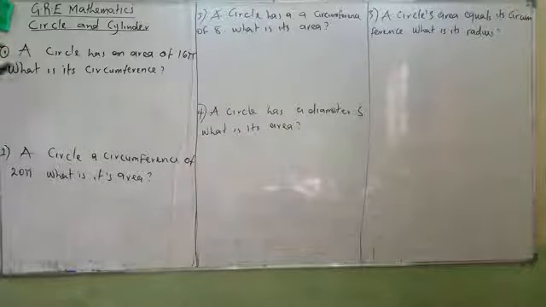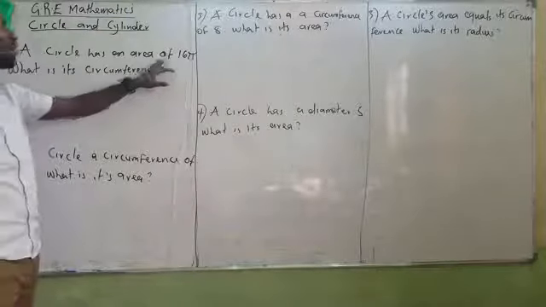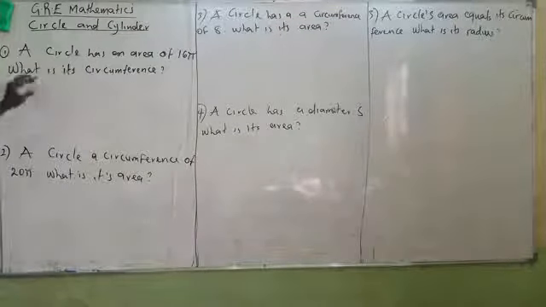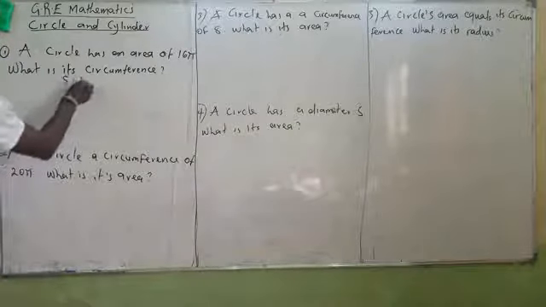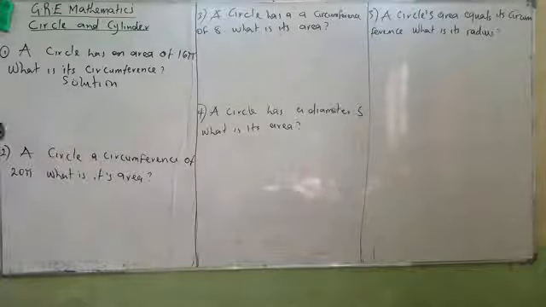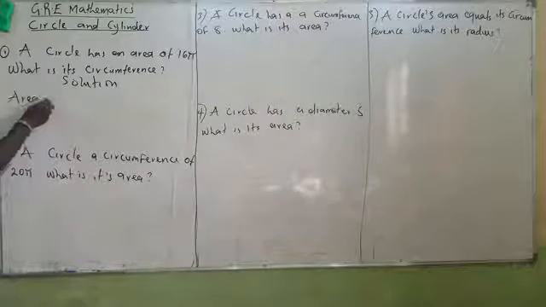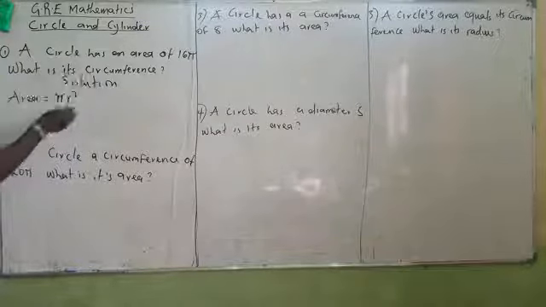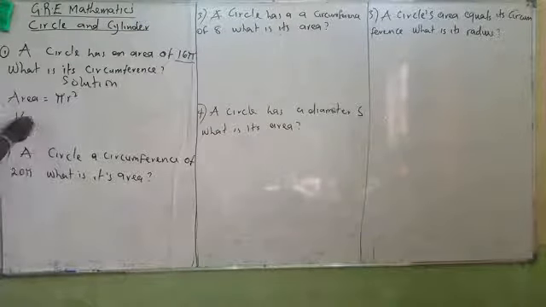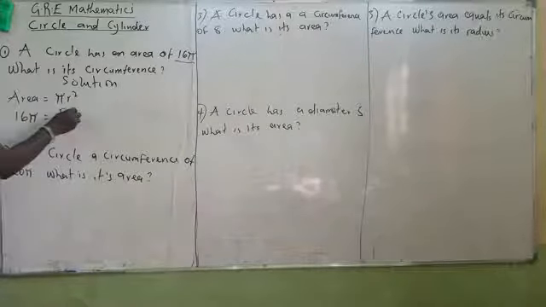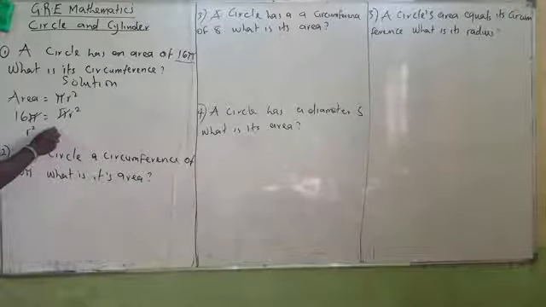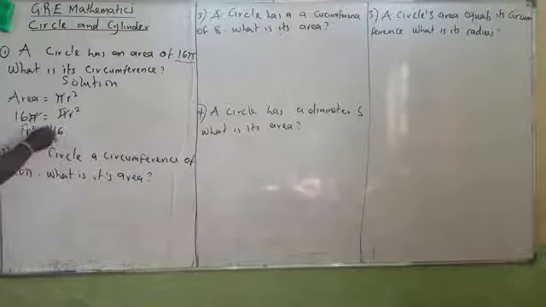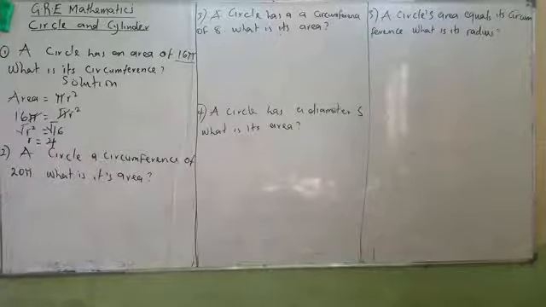Now, the first question says that a circle has an area of 16 pi. What is its circumference? Solution to this problem. The area of a circle is pi r squared, and the area itself is 16 pi, which is pi r squared. We cancel pi. Now, my r squared equals 16. When I take the square root, r will be equal to 4.